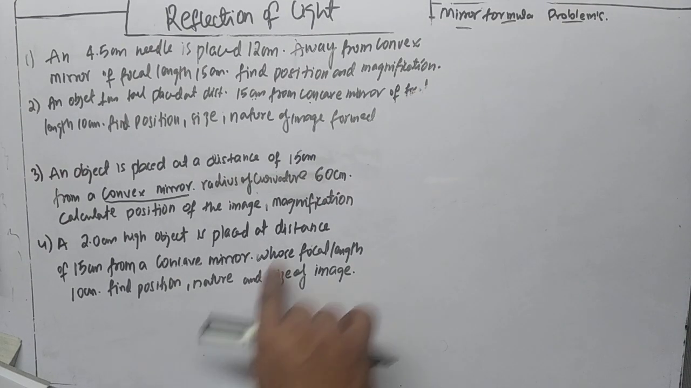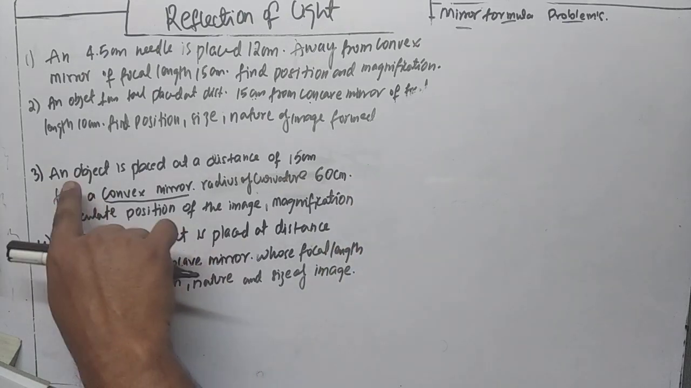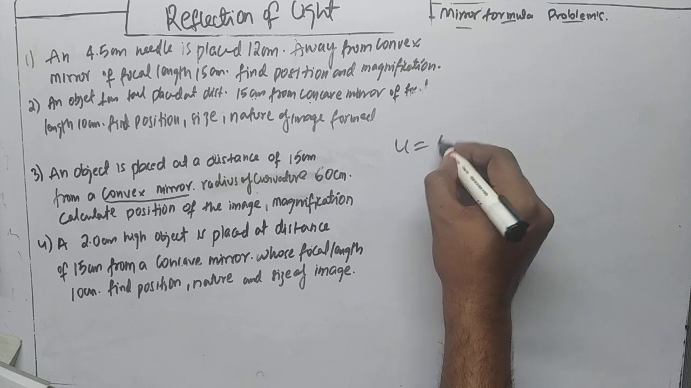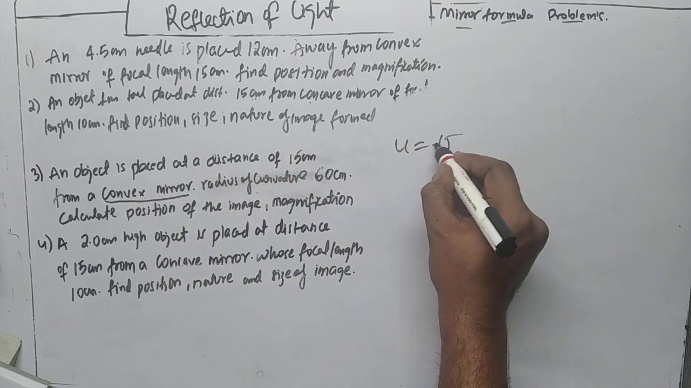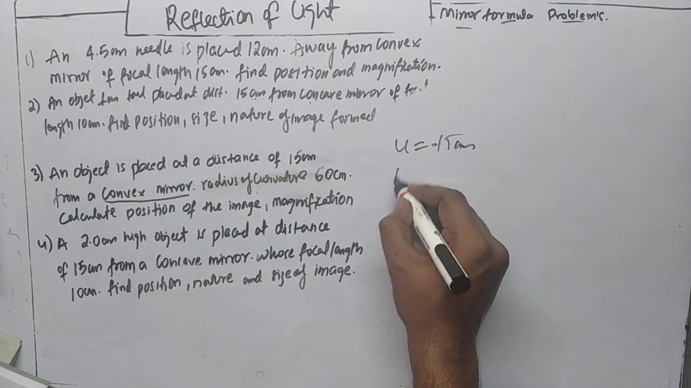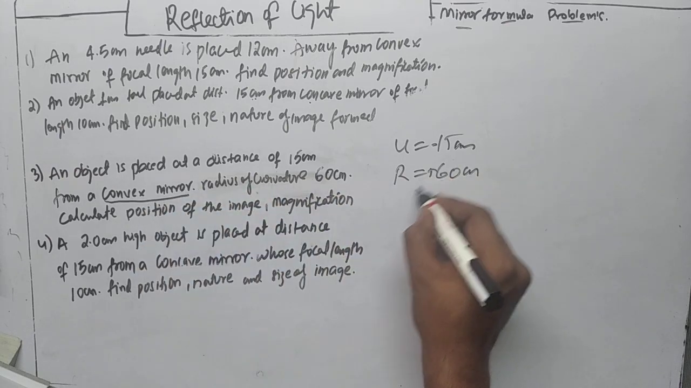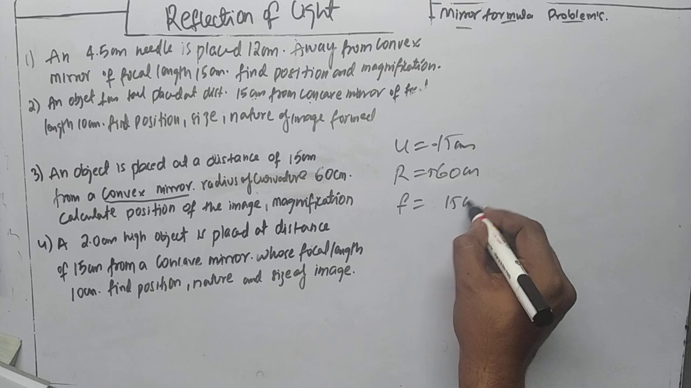Third and fourth questions you try. An object is placed at a distance of 15 centimeter, so u value will be given as 15. For the convex mirror you have to take minus. R value is given as 60 centimeter, the radius of curvature of the mirror, so f value will be 15 centimeter.